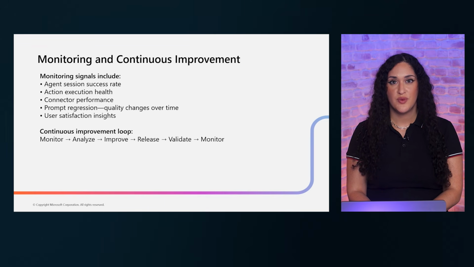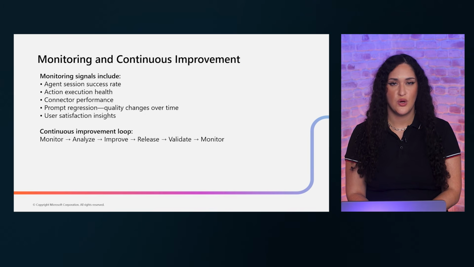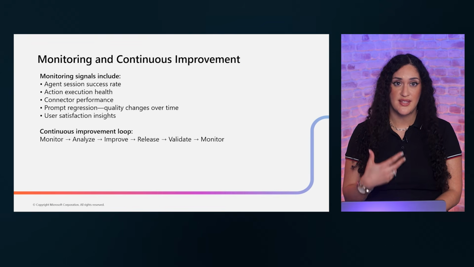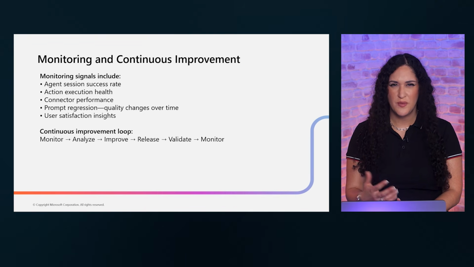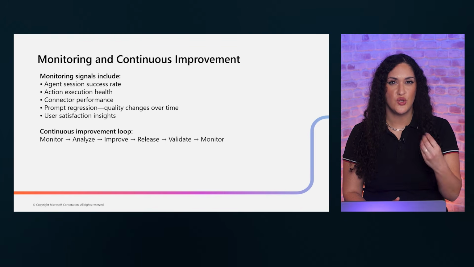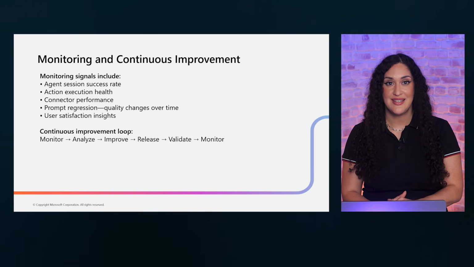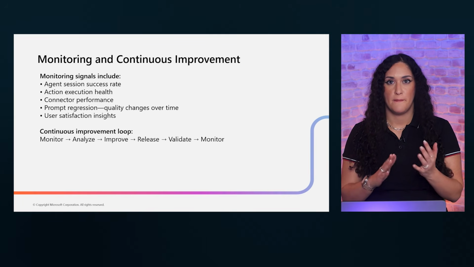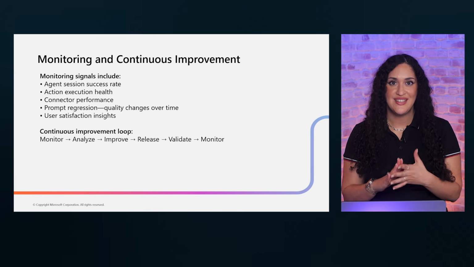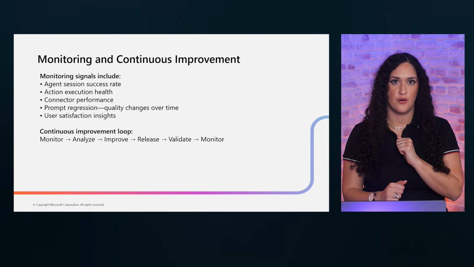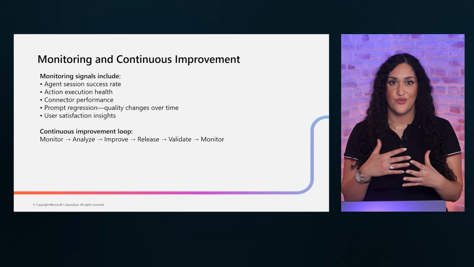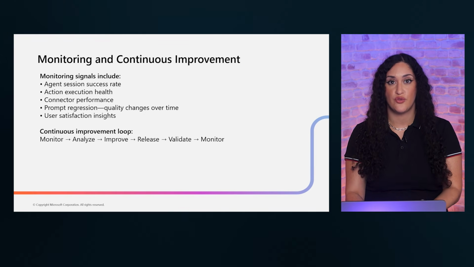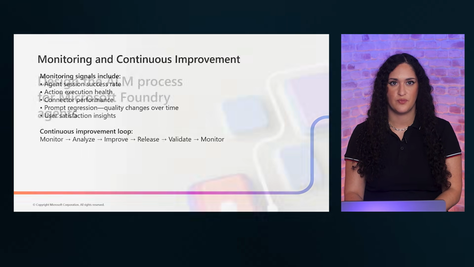Monitoring and continuous improvement close the loop on your Copilot Studio ALM process. Key monitoring signals include agent session success rate, action execution health, connector performance, prompt regression or quality changes over time, and user satisfaction insights. The continuous improvement loop follows a clear cycle. Monitor, analyze, improve, release, validate, and back to monitor. Do not treat deployment as the finish line. The real value of ALM comes from this continuous cycle of observation, analysis, and improvement.